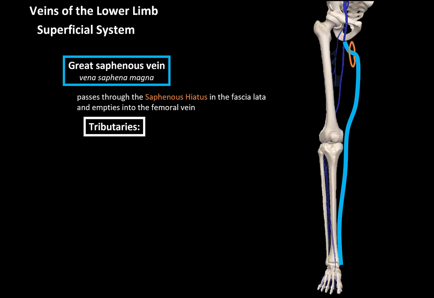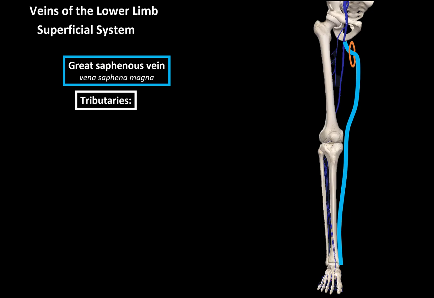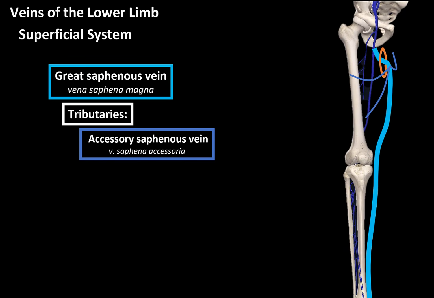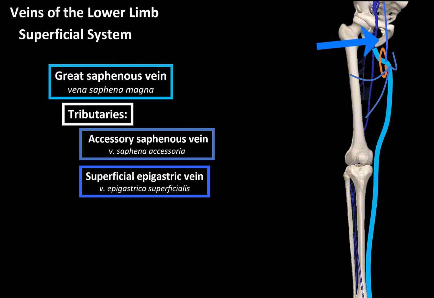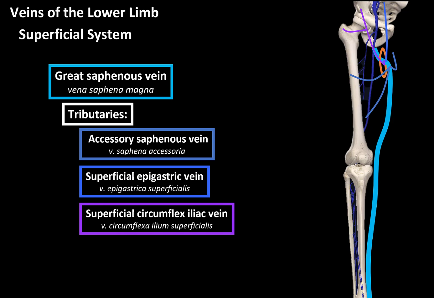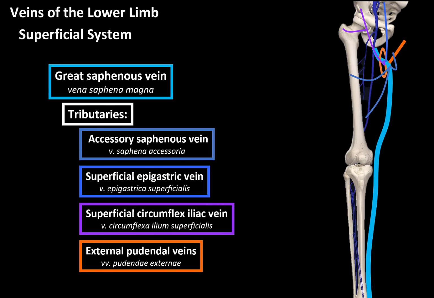Now, this is a thick vein, so it has tributaries, and the first ones are the accessory saphenous veins, as you see here. These veins drain the superficial part of the thigh into the great saphenous vein. Then we have a vein that drains the anterior wall of the abdominal cavity, the superficial epigastric vein. We have the superficial circumflex iliac vein, which passes along the inguinal ligament and drains the regions around the anterior superior iliac spine. And then we have the external pudendal vein.